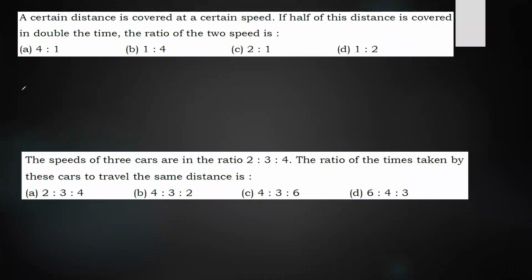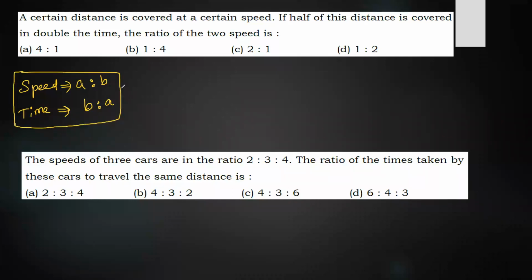Okay, you know that suppose if speed ratio is A is to B, what is the time ratio? Speed and time are inversely proportional, right? Is that good? Speed and time are inversely proportional. Speed A is to B, then time will be B is to A. Time and work like that.